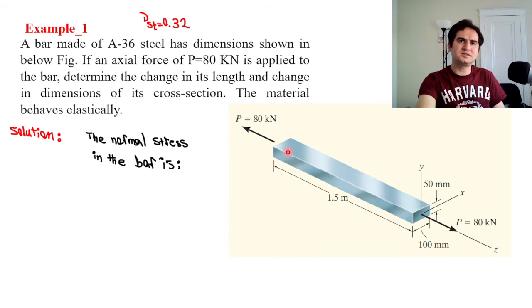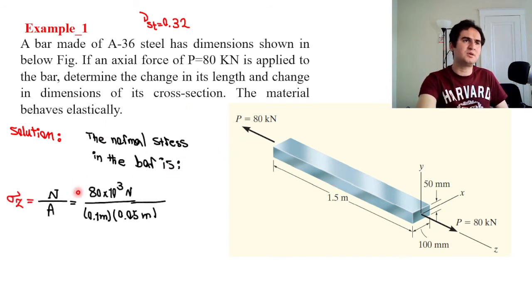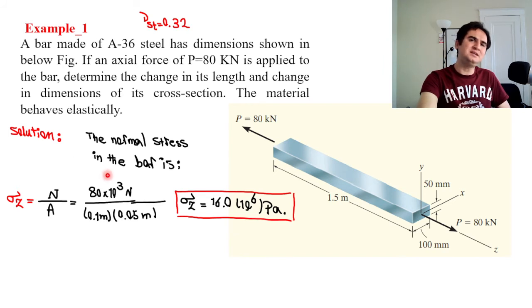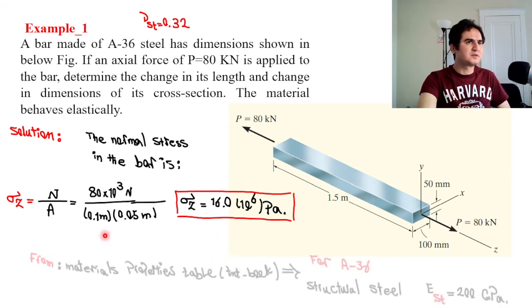So the normal stress within this bar is nothing but normal force, axial force over cross-sectional area, which is this area, 100 millimeters times the thickness of the plate, which is 50 millimeters. Convert that to meters, 18 times 10 cubed Newton over this area. It gives you the numeric value of 16 megapascal, or 16 times 10^6 pascal.